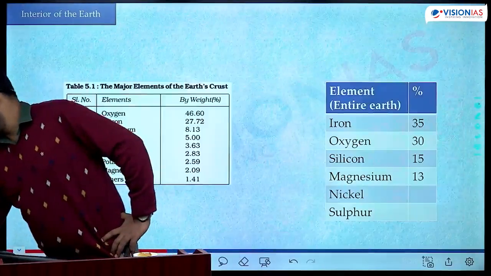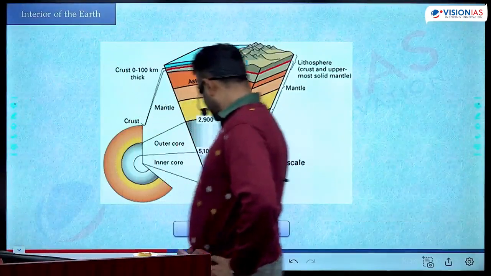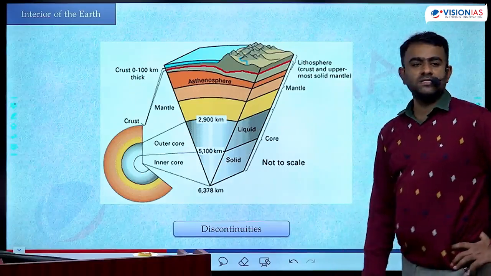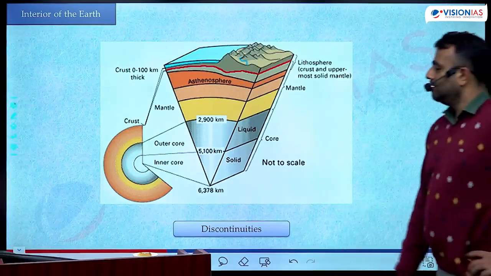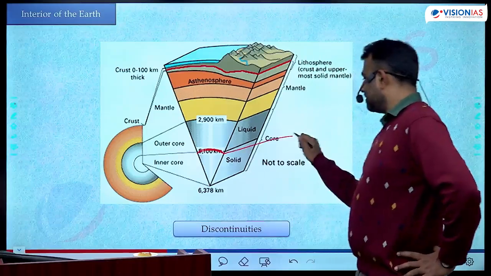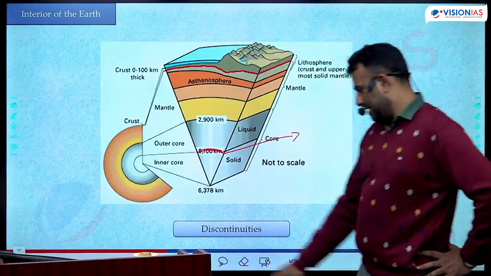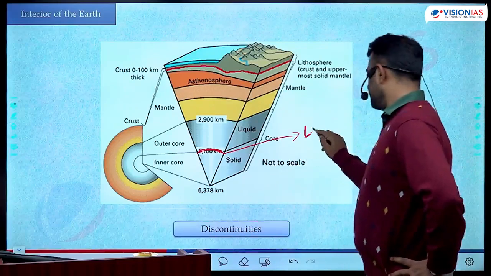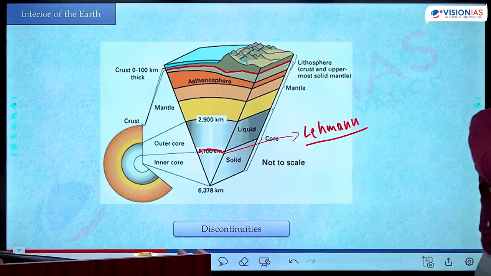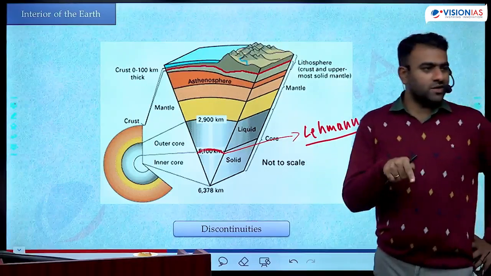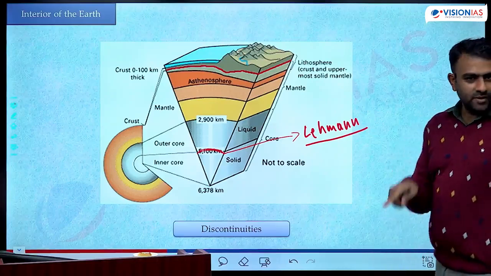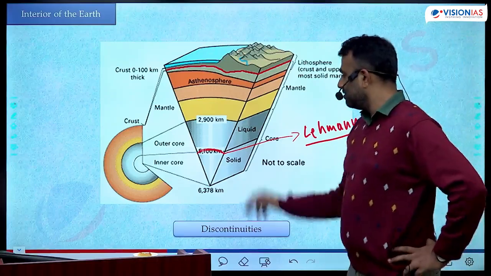And wherever there is a change in the nature of the material, you will find a discontinuity. Discontinuity is a transition zone between two layers. Starting from the bottom: between the outer core and inner core, there is a discontinuity. What do we call it? Lehmann discontinuity. How did we find discontinuities? Using earthquake waves. At the zone of discontinuity, you will see a sudden change in speed and a sudden change in direction. That is discontinuity.